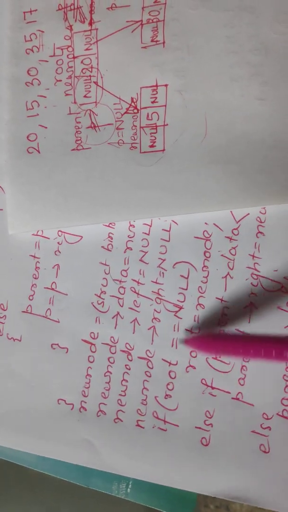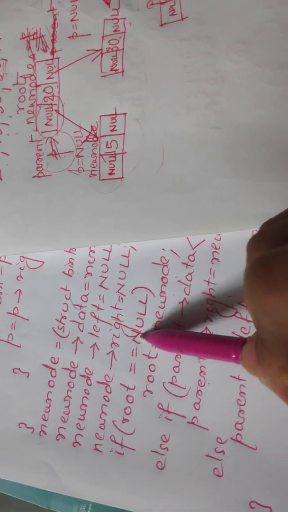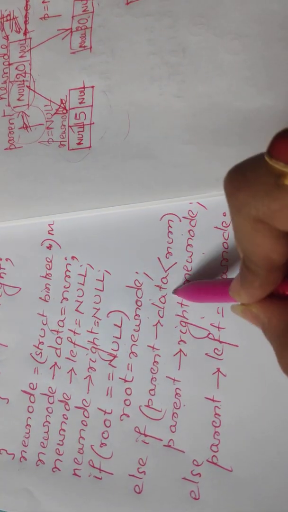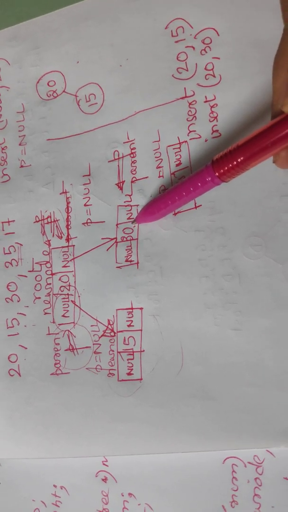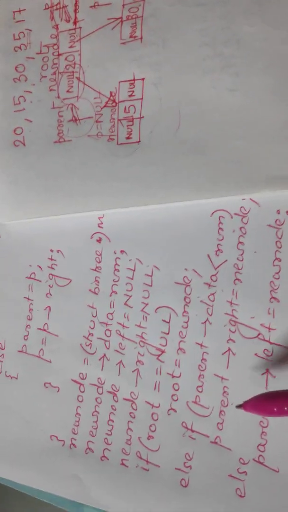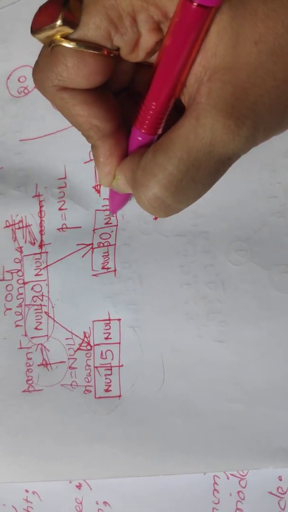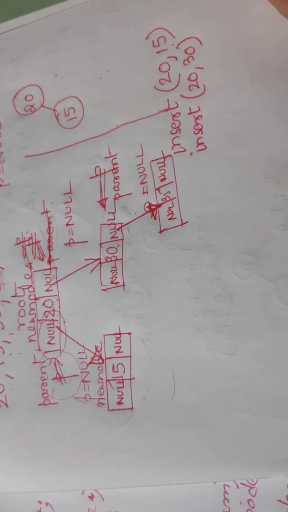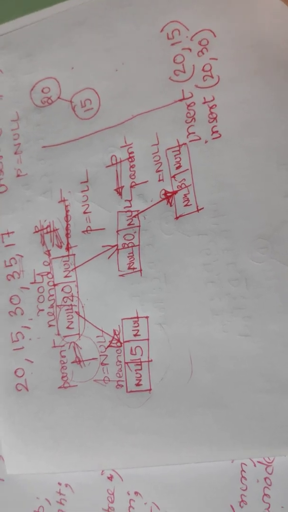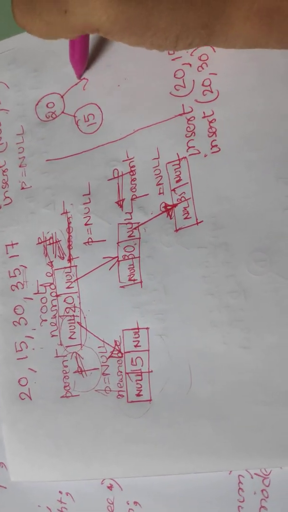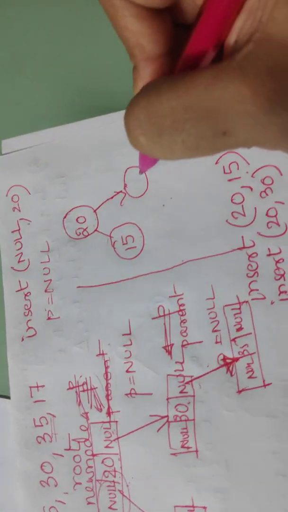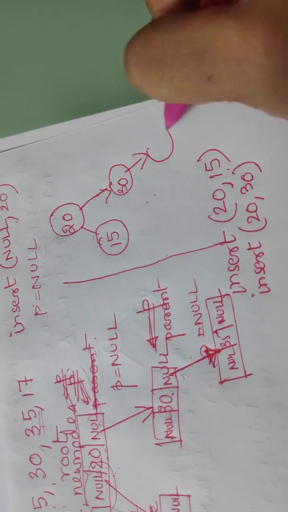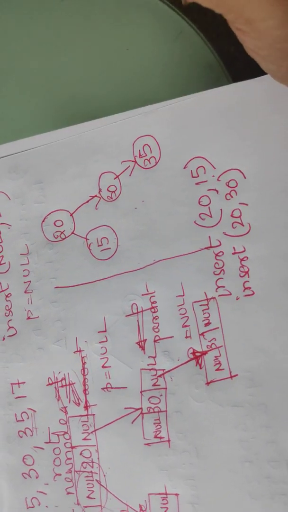Now, if root equals null is false because our root is not null. If parent data is less than num, so our parent data is 30 and it is less than 35, so it is true. So parent right is equal to new node. So using this right address part, we are pointing at the new node 35. Clear? So you see 30 got inserted on the right hand side of 20 and 35 got inserted on the right hand side of 30.